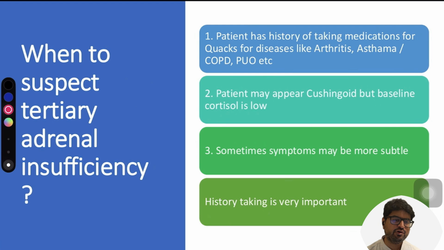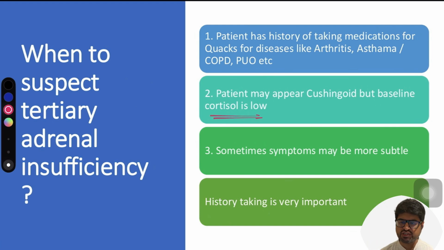Like the patient I saw today, the patient used to have some generalized weakness, and every time he would go to a local quack, he would give them an injection. This injection was most likely dexamethasone, right? And the patient would feel better, right? So that's a very typical thing that you see in smaller villages and other places. Typically, the patient appears Cushingoid, but the baseline cortisol is low, right? This is the classical feature.